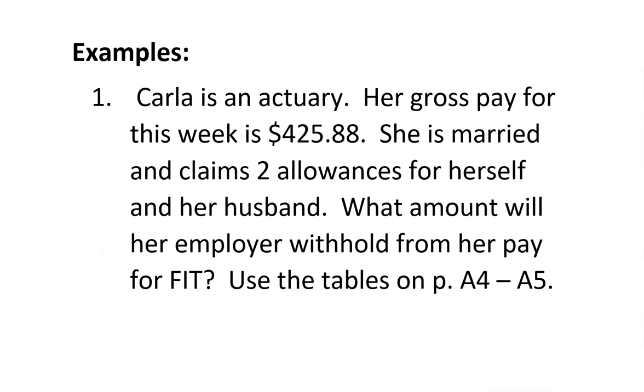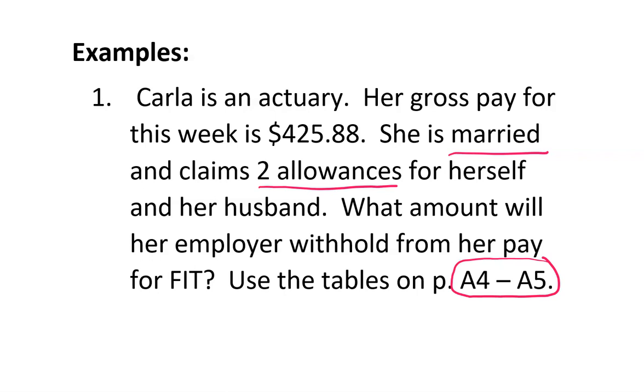Here are some examples, and you are going to need to know where this table is in your book, A4, A5. It's in the orange tabs way in the back. Number 1, Carla is an actuary. Her gross pay for this week is $425.88. She is married, claims 2 allowances for herself and her husband. What amount will her employer withhold from her paycheck for federal income tax? Use the tables in the back, A4, A5.